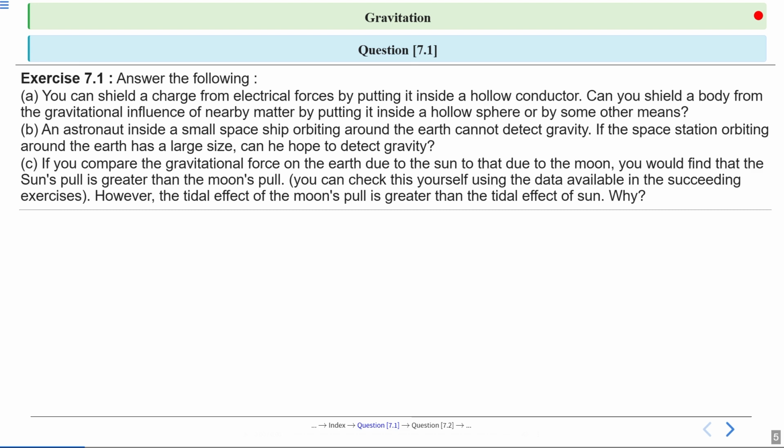And C is: if you compare the gravitational force on the Earth due to the Sun to that due to the Moon, you would find that the Sun's pull is greater than the Moon's pull. You can check these yourselves using the data available in the succeeding exercises. However, the tidal effect of the Moon's pull is greater than the tidal effect of the Sun. And why? So let's see the solution.